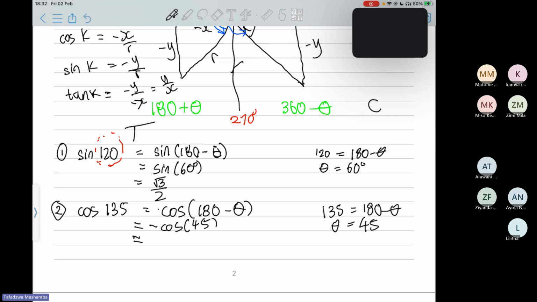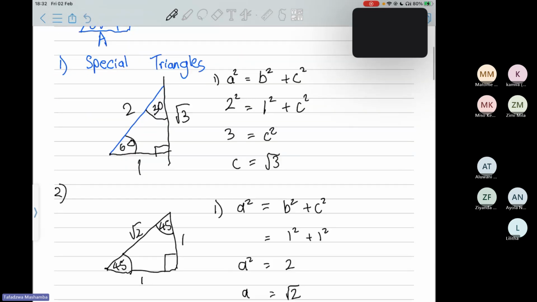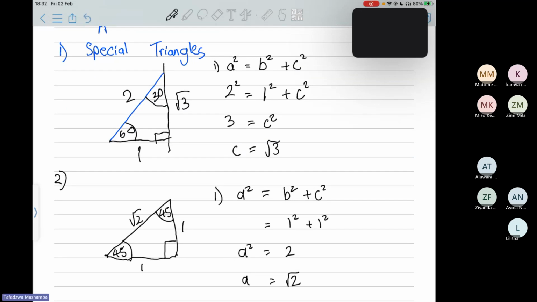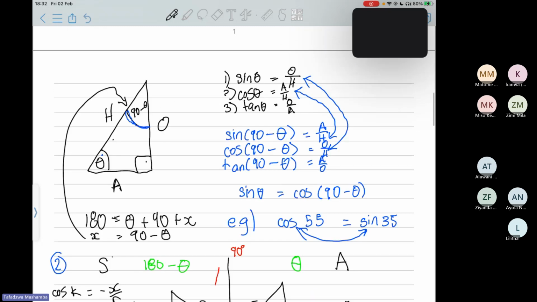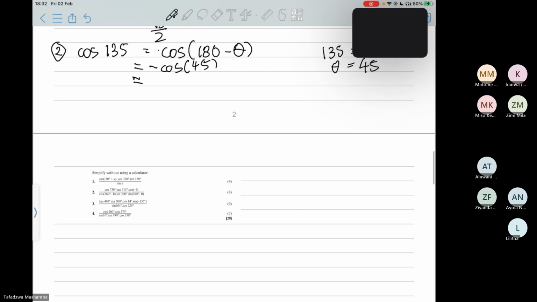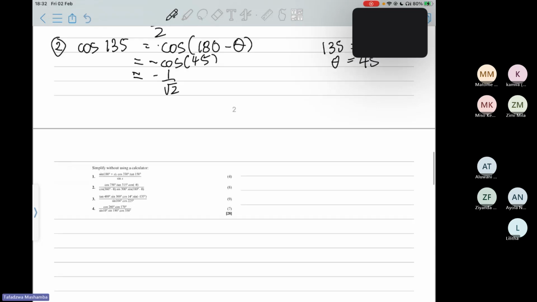Once you have the cos 45, remember the importance of those special triangles. We know what a 45 triangle is. So what's the cos of 45 here? It's just going to be 1 over square root of 2. So here we just write minus 1 over square root of 2, and that's your answer. Does that make sense, guys?